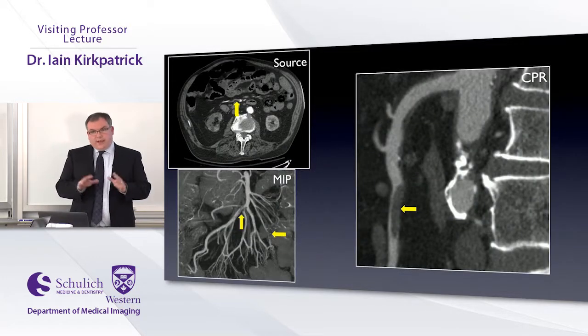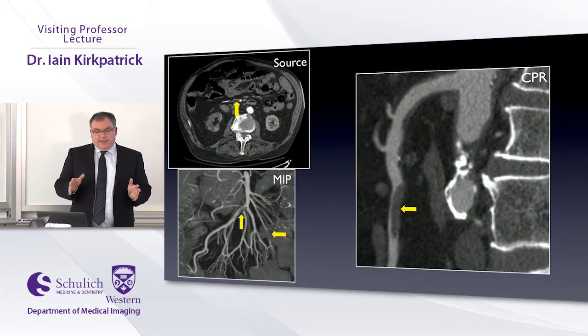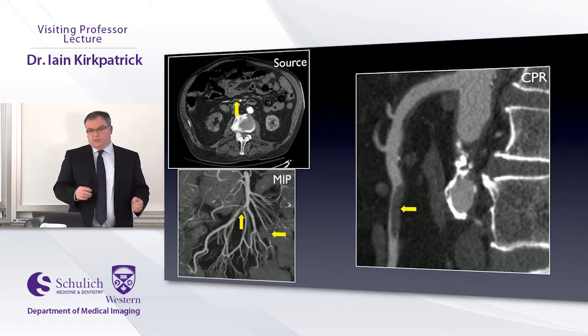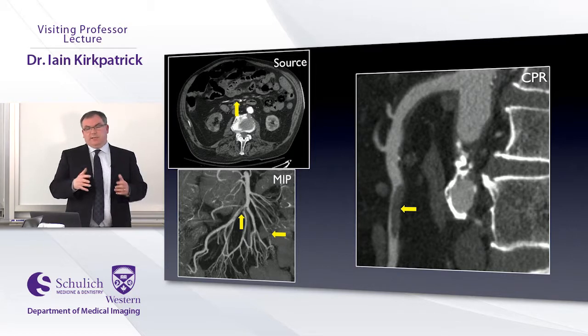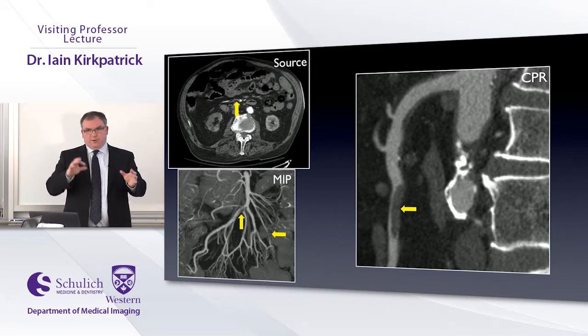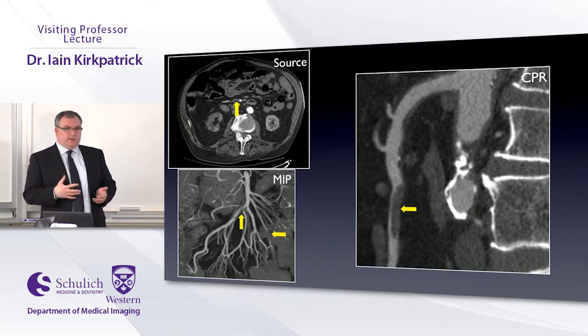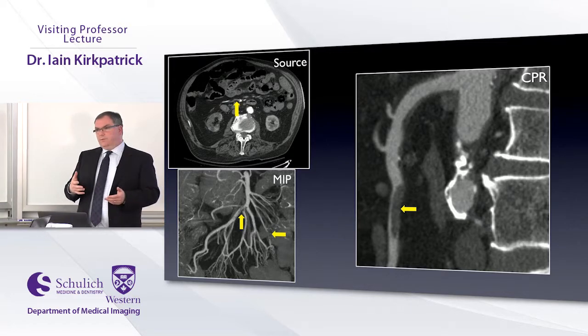Now, of course, you have to look at the source images, and any abnormality you see on reformations, you need to correlate back to the source images to make sure that it's not an artifact. But it's impossible for our brains to wrap around all the different branches of the SMA and the IMA on source data sets. There's just too many images. We can't follow it out. So you have to do some kind of 3D reformation. You can do volume rendered images.